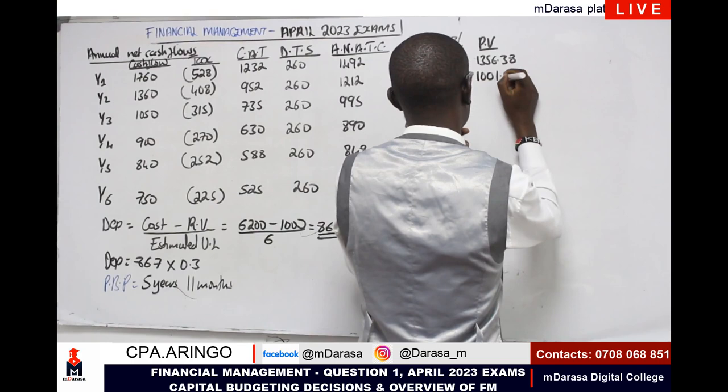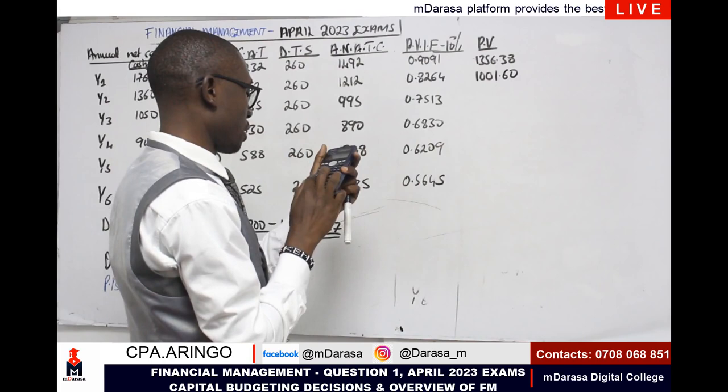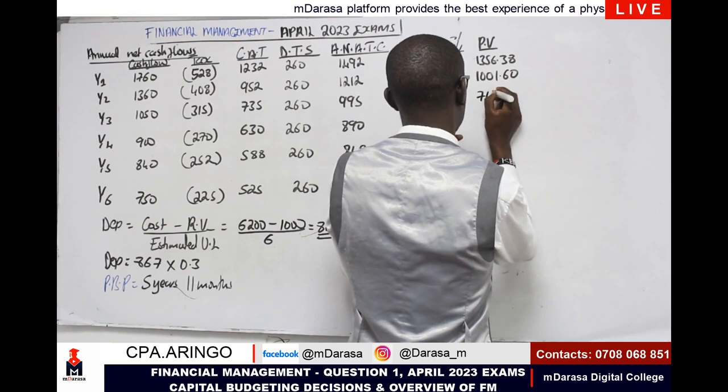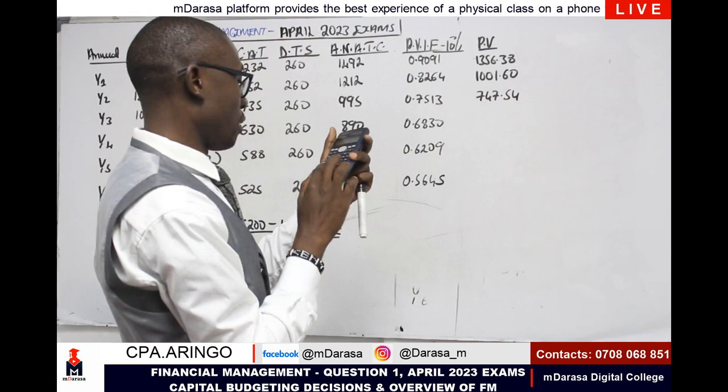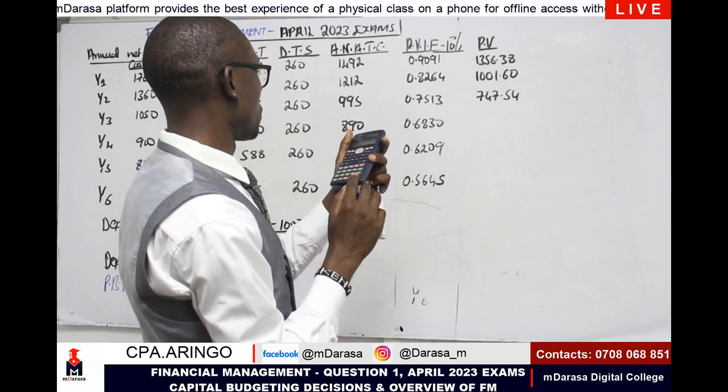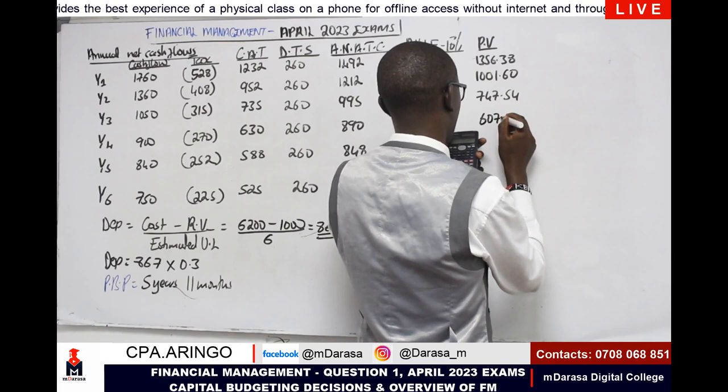1001.60. I'm going to have 995 by 0.7513. In this case, I should be having 747.54. I should be having 890 here by 0.6830. So therefore, I should be talking of 607.87. Then talk about the other one.